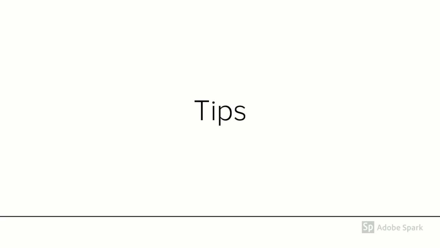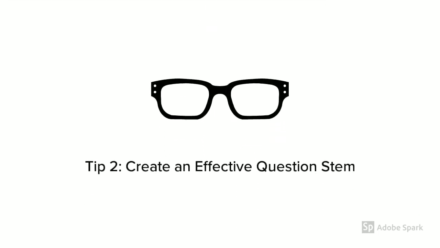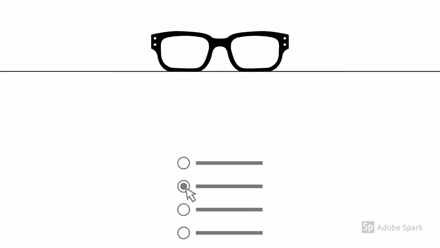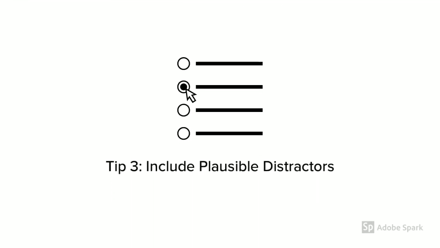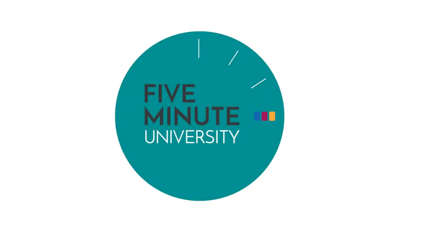Here are a few final tips. Identify what to assess and the level of learning that you want to assess. Create an effective question stem. Remember to be concise and clear. Develop plausible distractors. Make sure they are homogeneous and consistent. Avoid limiting adjectives, double negatives, and slang.